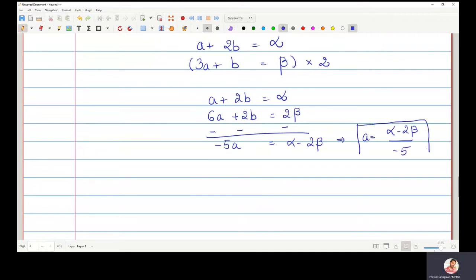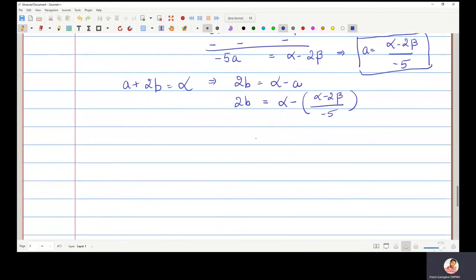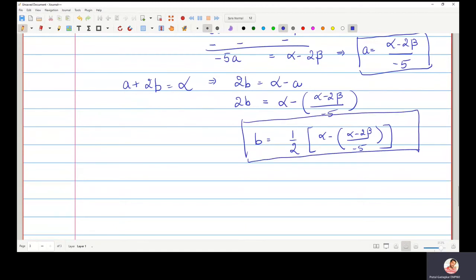So I got the value of the first scalar, and when I substitute that value in equation 1, a + 2b = alpha, this means that 2b can be written as alpha minus a, where we have just found out the value of a is (alpha minus 2 beta) upon minus 5. And therefore the value of b also we have now found out. The value of b is half of this quantity, (alpha minus 2 beta) divided by minus 5. I will not simplify this. It's just important for us that we could find the values of a and b.